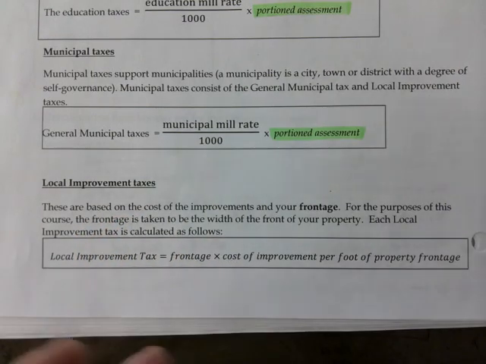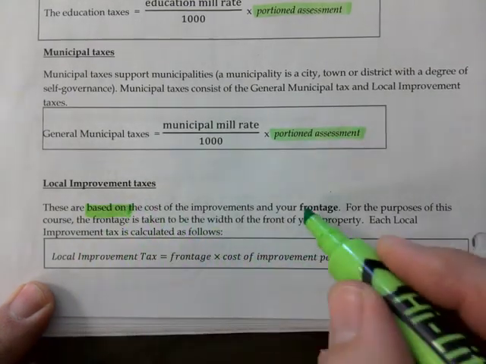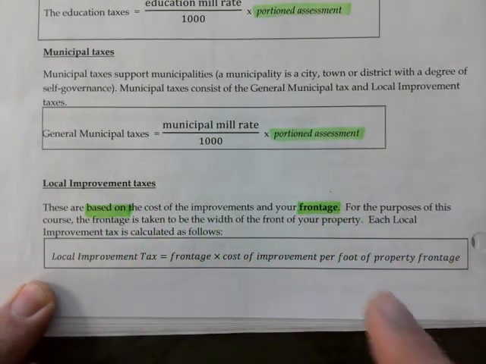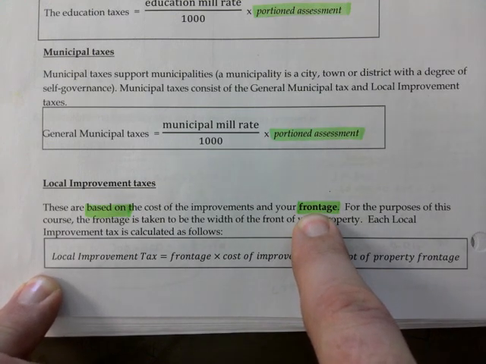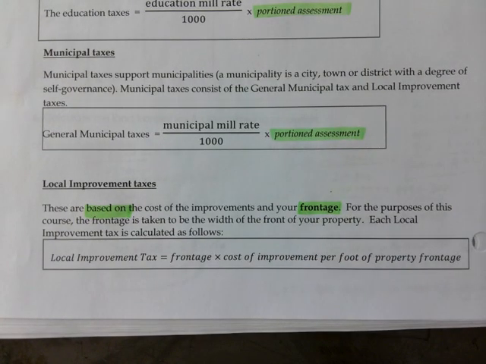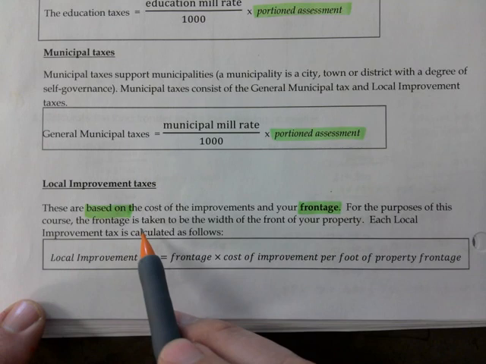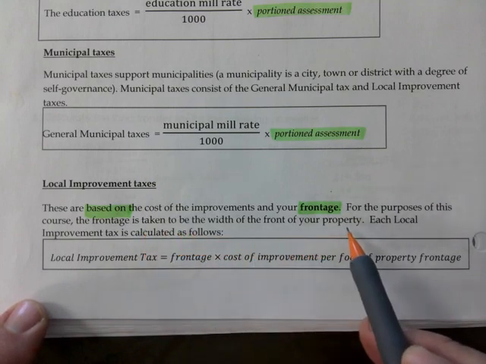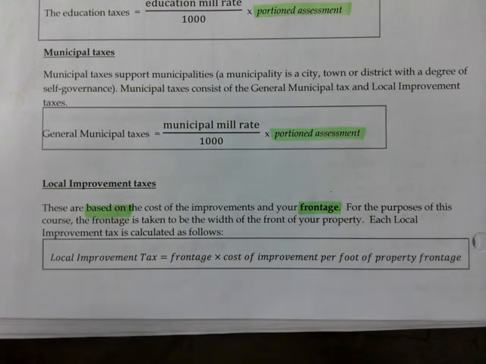The improvements are based on what we call the frontage. It's literally based on how wide your property is. The wider the front of your property, the more you're going to pay when they make improvements. So if you have a nice narrow lot, you're not going to pay as much as someone that has a wide lot, right? For the purpose of this course, the frontage is taken to be the width of the front of your property.